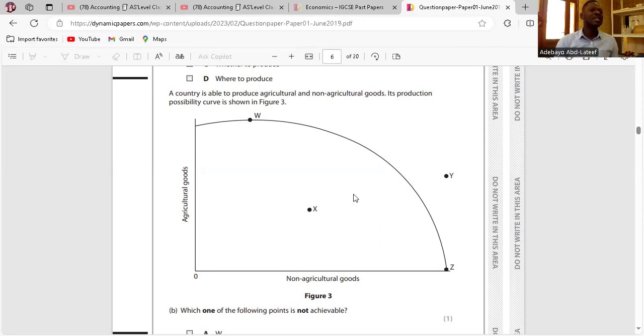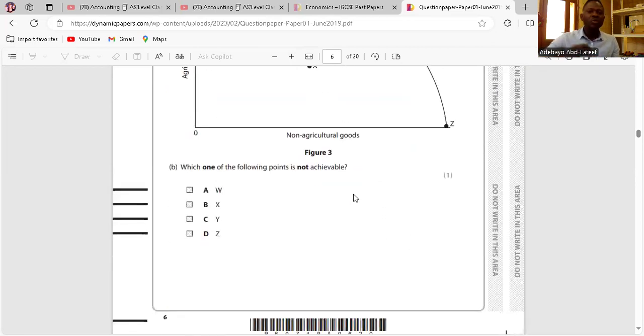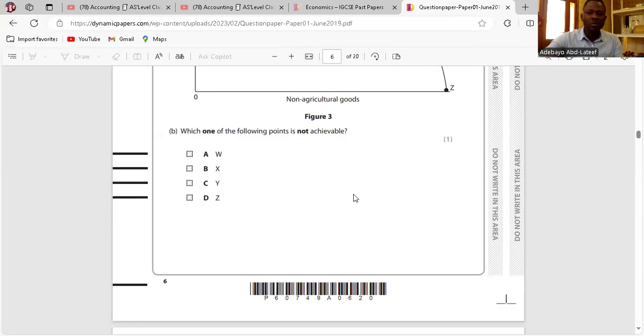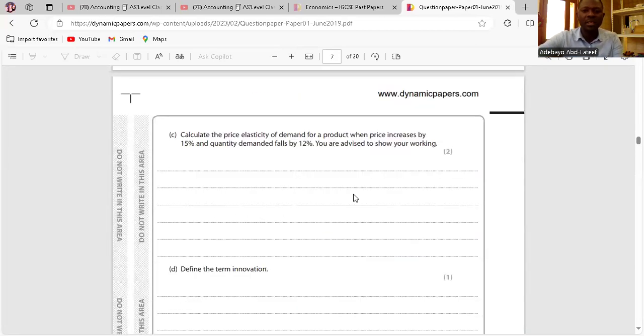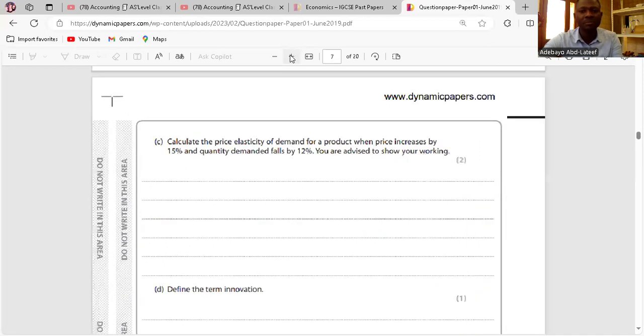Point X means resources are not fully employed. Point Y is non-attainable, non-achievable, non-obtainable. So the question now says, which one of the following points is not achievable or non-obtainable? The point is at Y. So the answer is C. Clear? So we move on to the next question. Are you there? Great.